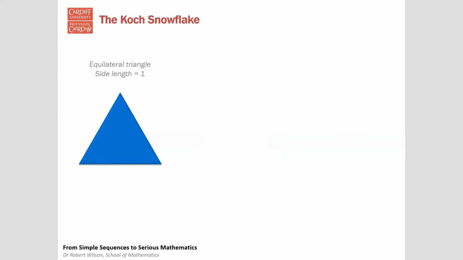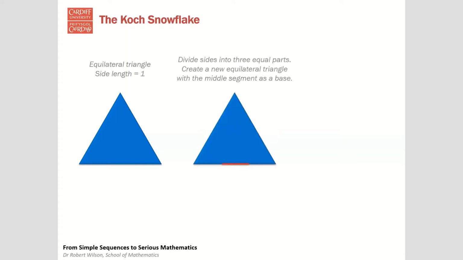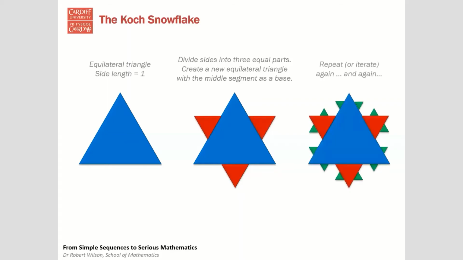So starting with our triangle, we can split up each of the sides into 3 equal parts. The middle segment of each of the sides can then be used to create a new, smaller equilateral triangle. Repeating this process again and again and again leads us to a sequence of fascinating shapes which we can now start to analyze.